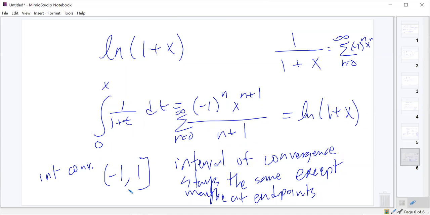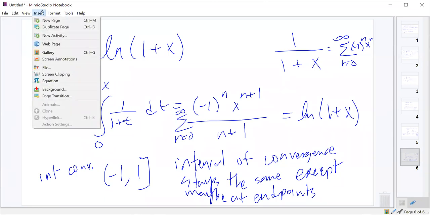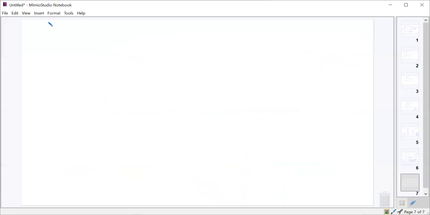And eventually we later on were able to prove all of those endpoint convergence things by using all those other tests that we came up with. Let's see. So far, so good? Any questions so far?